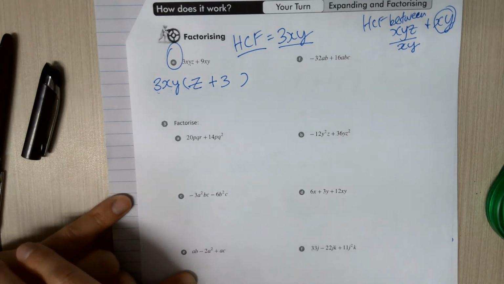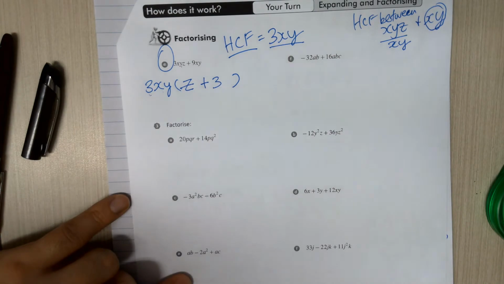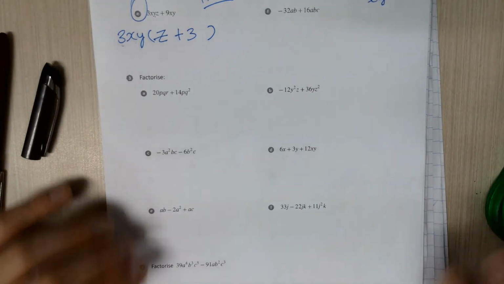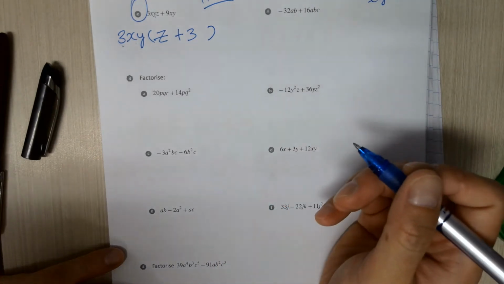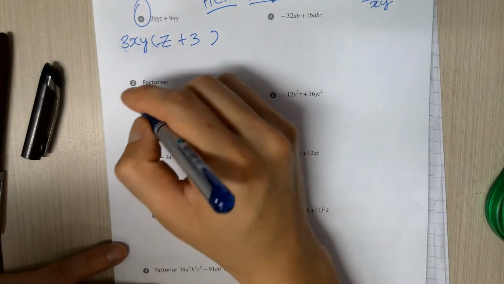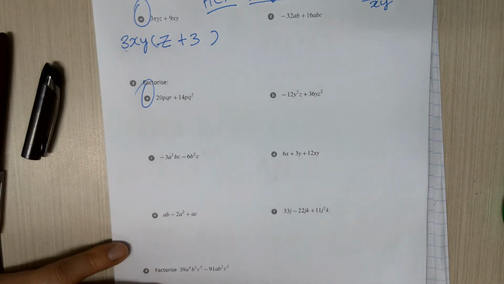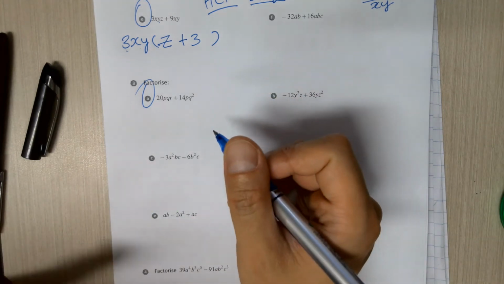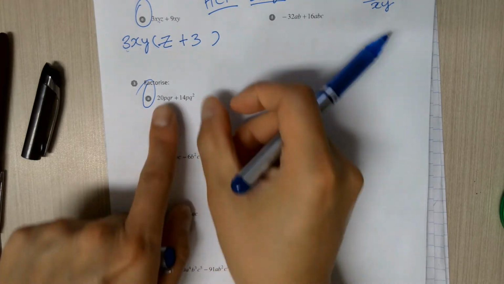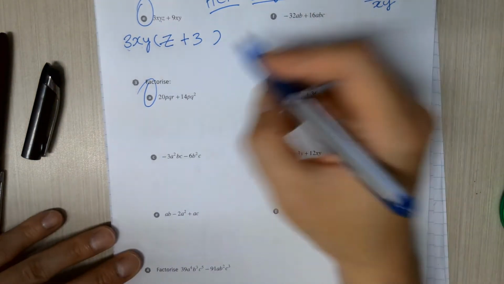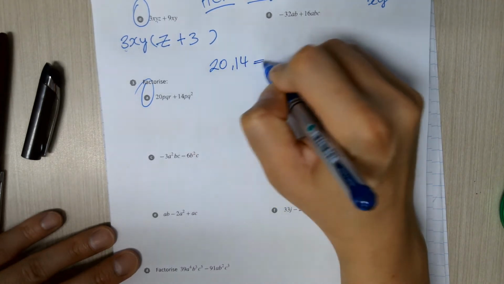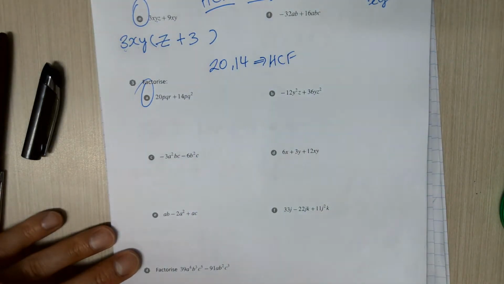Okay, so let's step it up a bit more because I think you guys are doing great. Maybe we can try, okay, let's do a harder one. Let's try 3a. Okay, what do we do in 3a? We've got 20pqr plus 14pq squared. As I said, let's do it separately. Let's look at the numbers and then we will look at the letters. Between 20 and 14, what is the HCF, highest common factor, between 20 and 14?